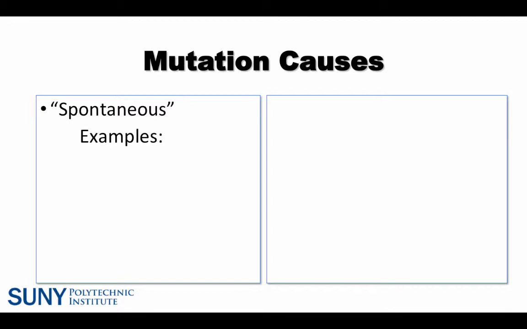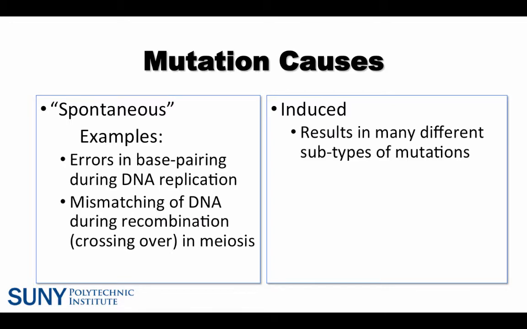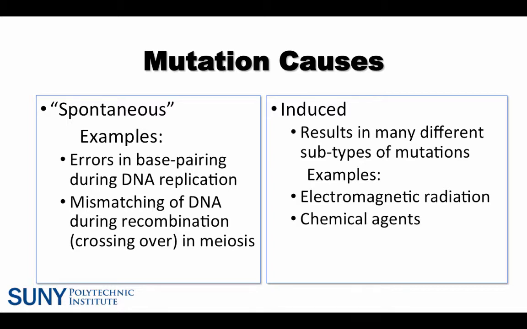Induced mutations are mutations that are caused or influenced by some environmental factor. Any factor that causes a mutation to occur or influences the rate of a mutation is called a mutagen. A mutagen can bring about mutations in four main ways: electromagnetic radiation, chemical agents, viruses, and transposable elements.